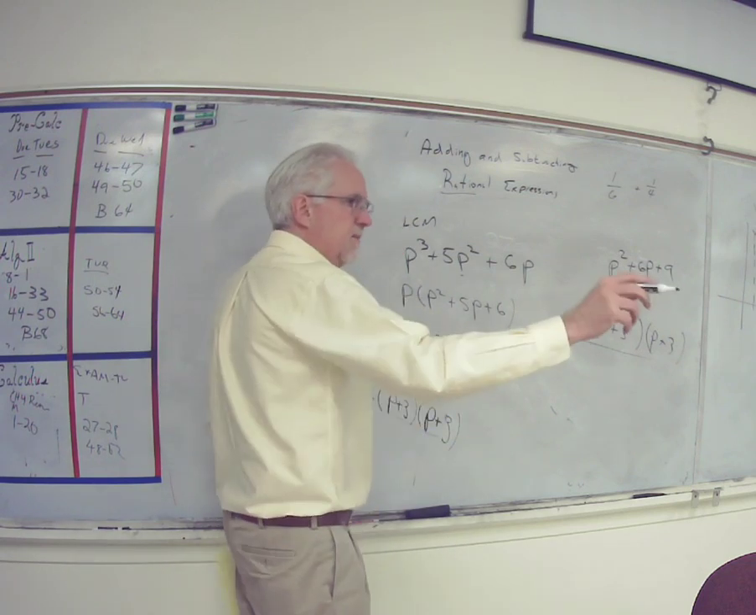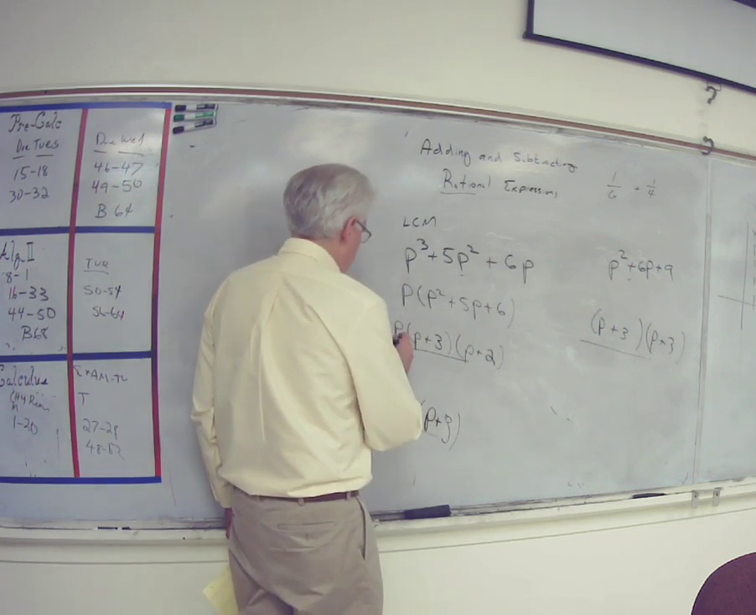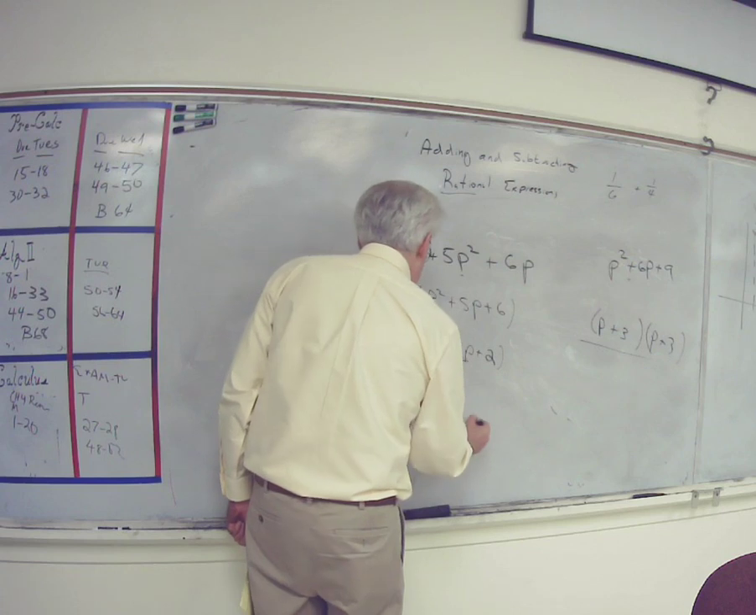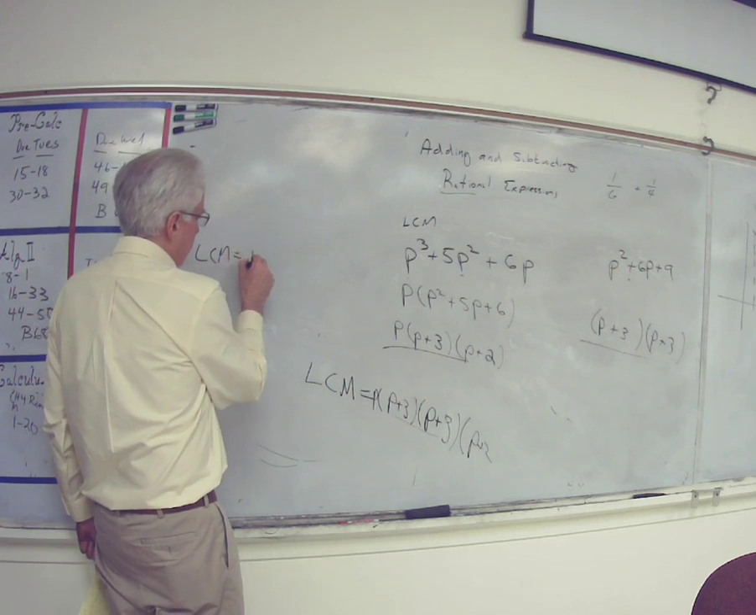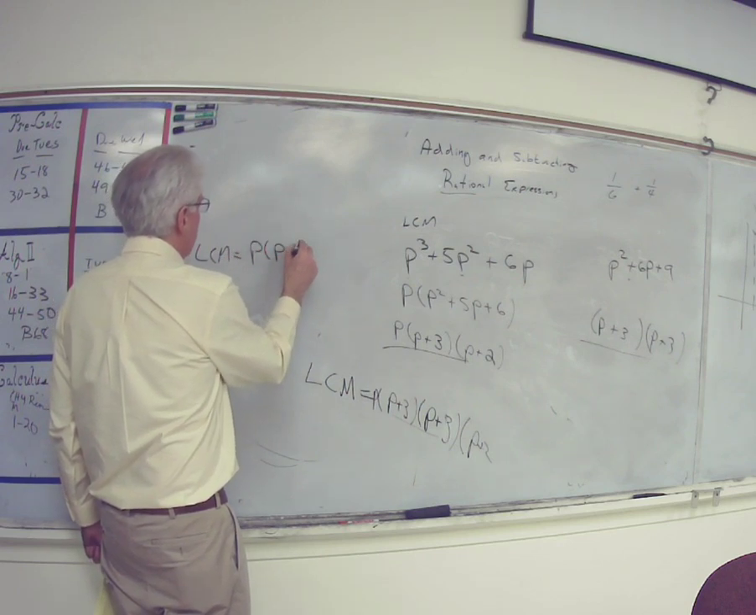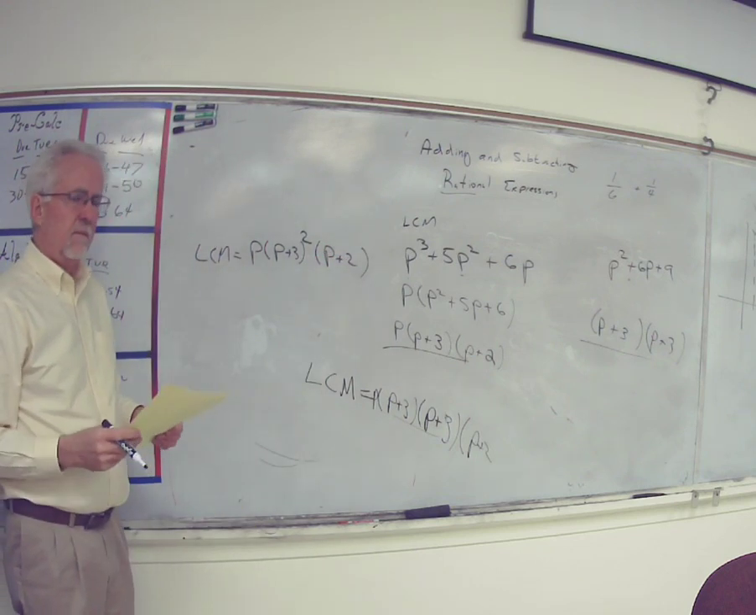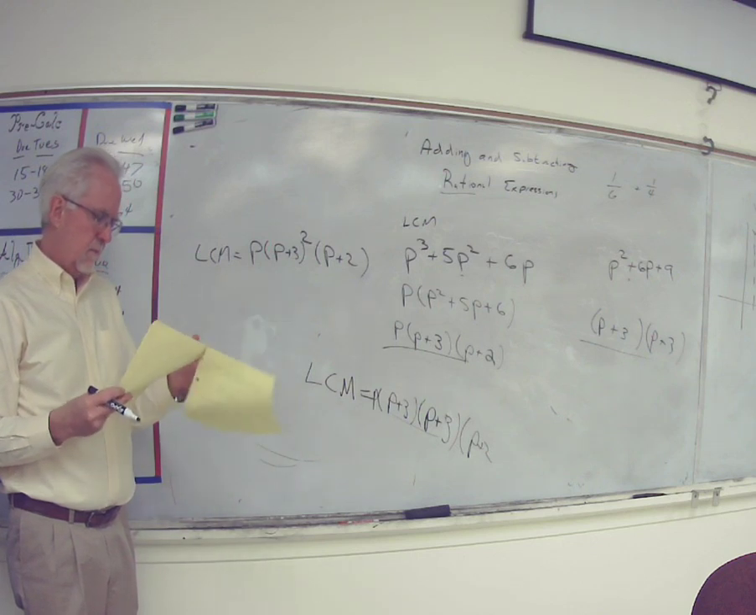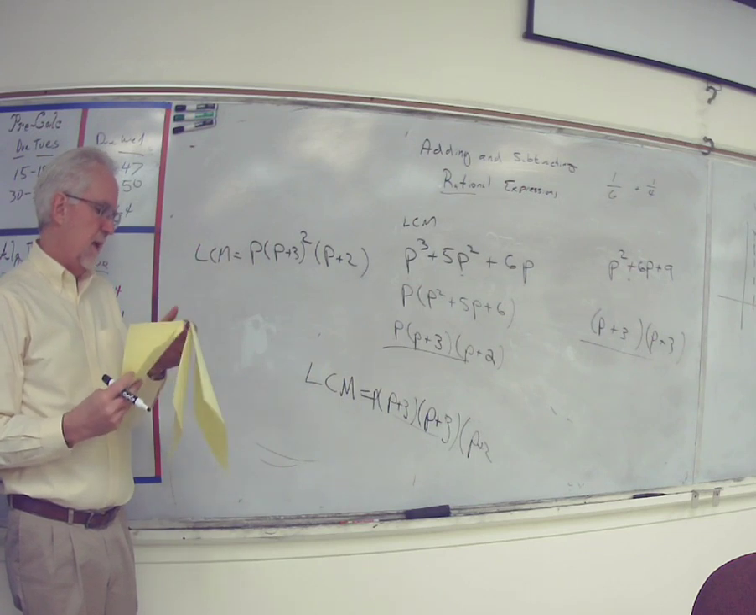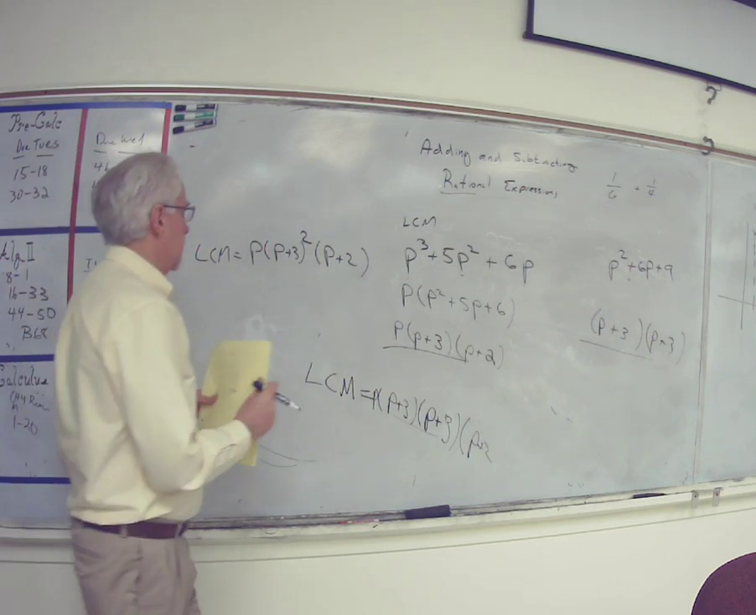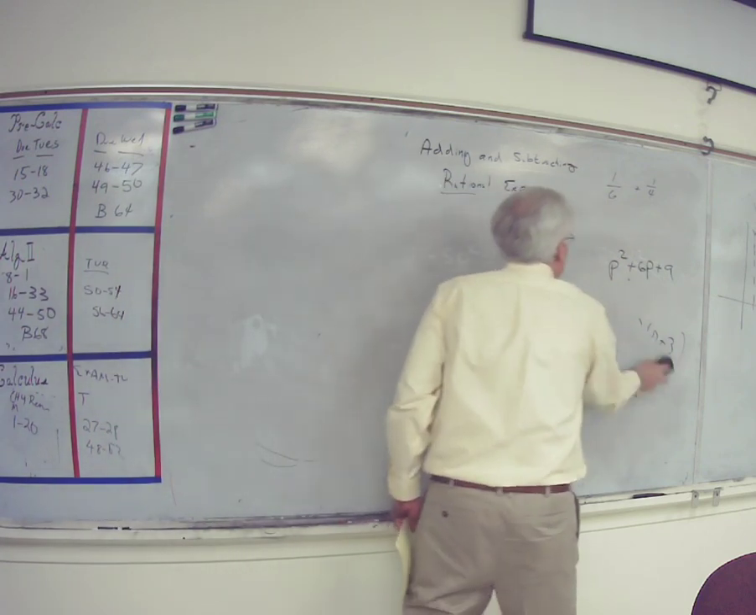All right. What else am I going to need, Levi? You're going to need a P. I'm going to need just a P, right, that P. And then a P plus 2. So the least common multiple is P times P plus 3 squared times P plus 2. Is this making sense? Okay. So if you can find the least common multiple, it's going to be pretty easy to do the fractions, right? So let's see if we can work one.